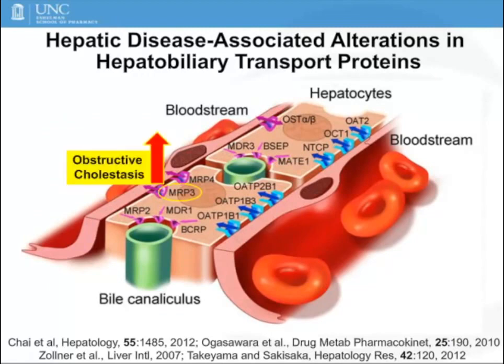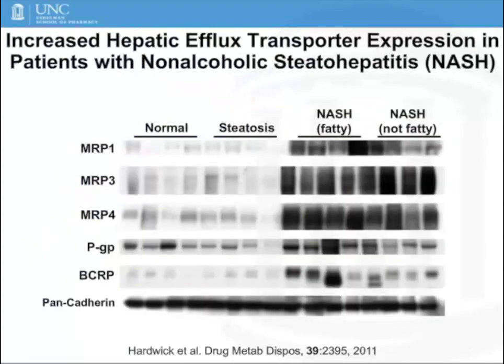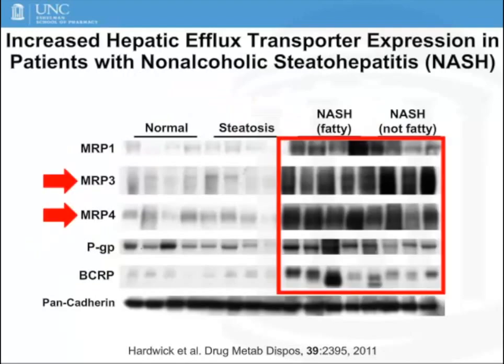We know that many disease states may influence the expression of these basolateral efflux transporters. For example, in obstructive cholestasis, MRP3 protein expression is upregulated. Also in HBV-related cirrhosis, we see induction of MRP4. And even in non-alcoholic steatohepatitis, some very nice data from the Charrington lab, Rhiannon and Hardwick, showed clearly in patients with NASH an impressive induction in both MRP3 and MRP4.